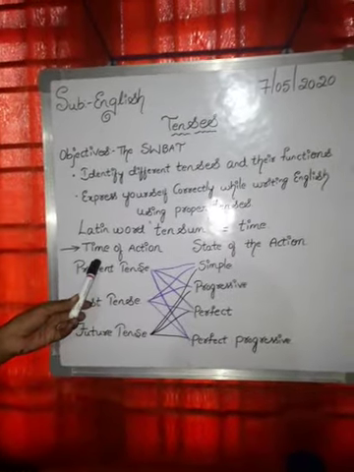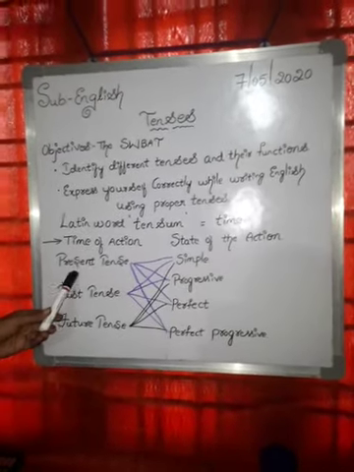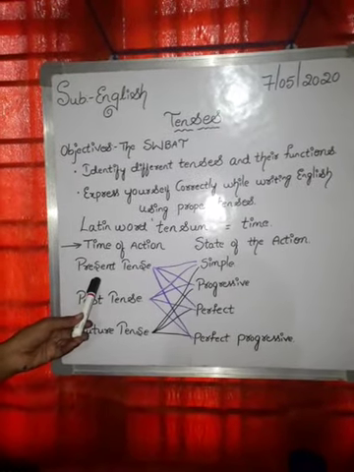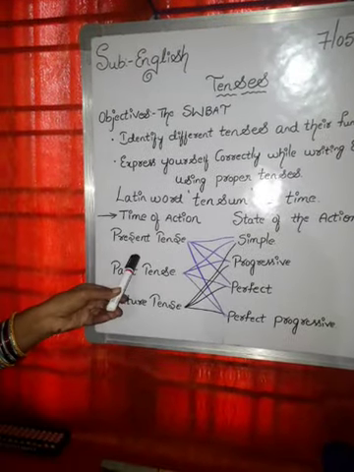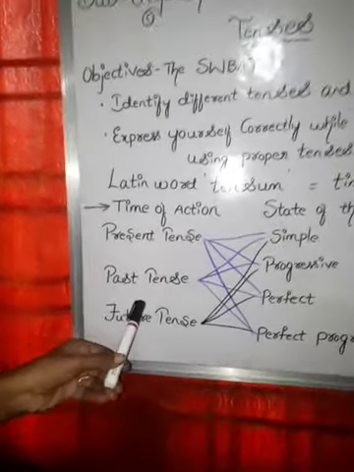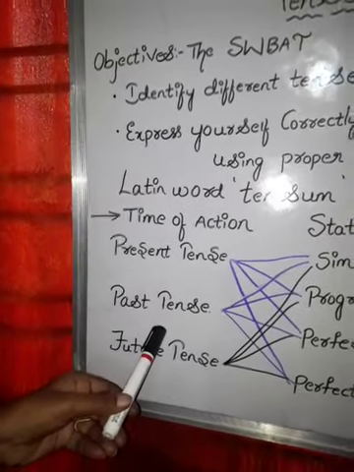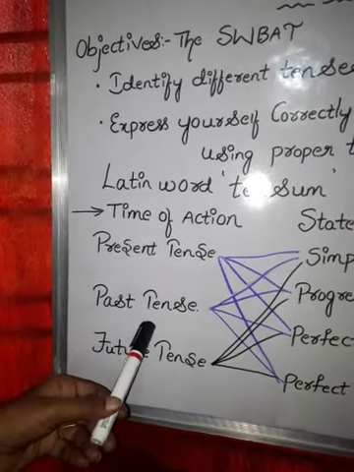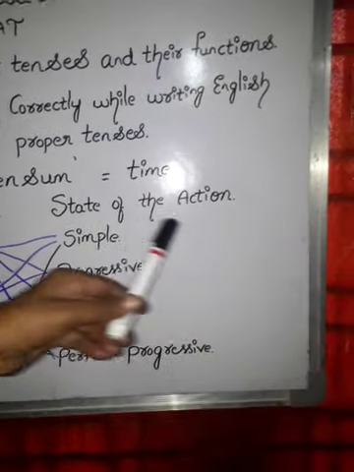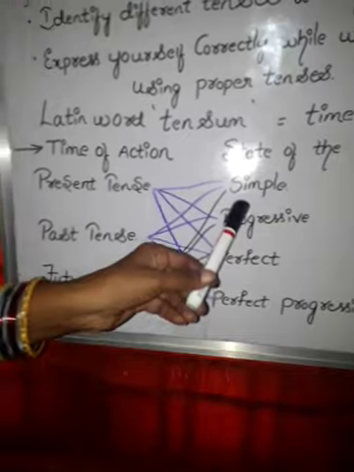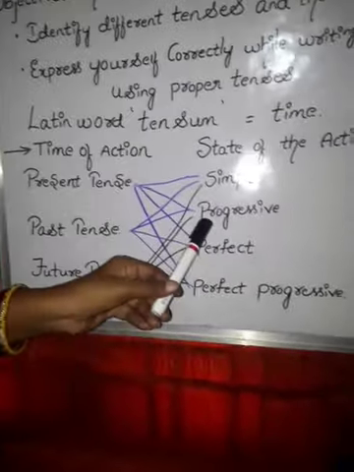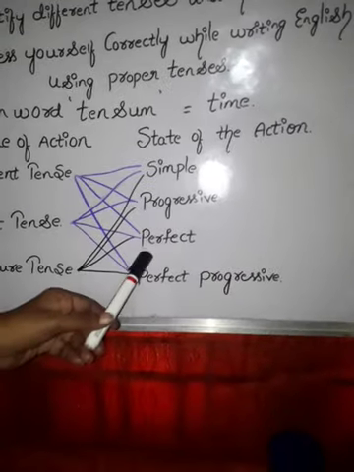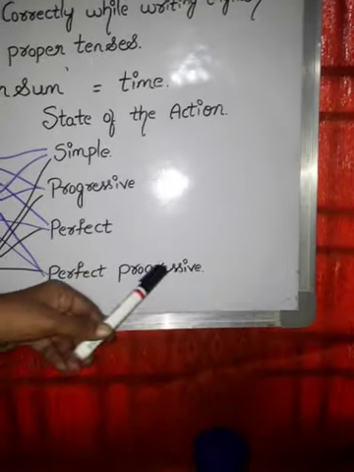Based on the time of action, these tenses are divided into two types. They are present tense and past tense. Future is not considered a tense, it is considered just a time reference. Whereas based on the state of the action, the tenses are divided into four types. They are simple or indefinite, progressive or continuous, perfect, and perfect progressive.